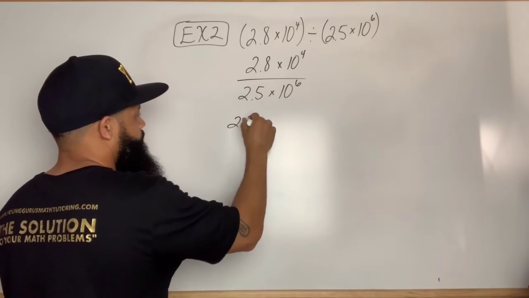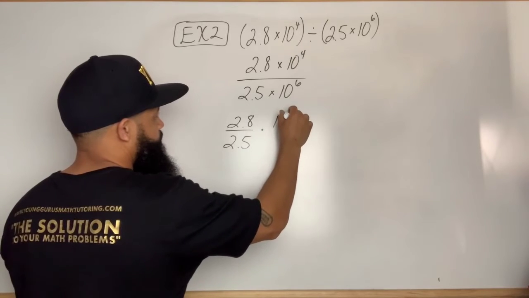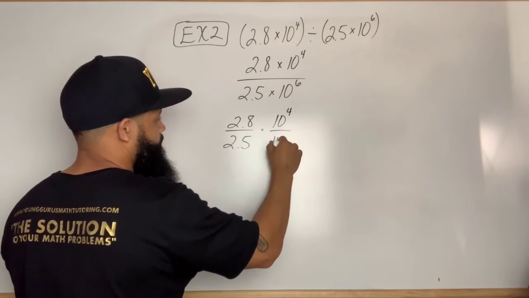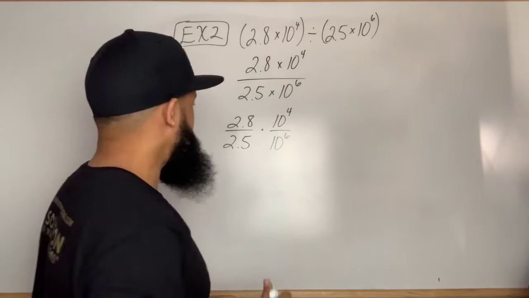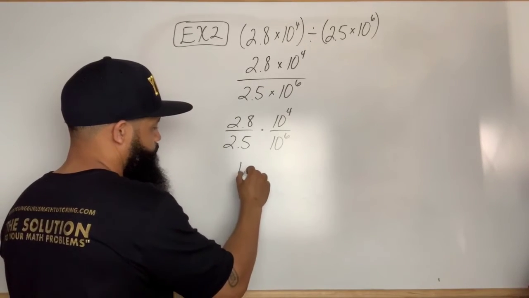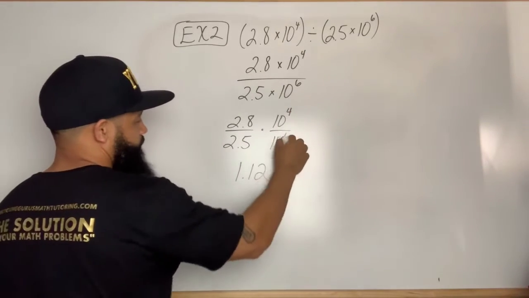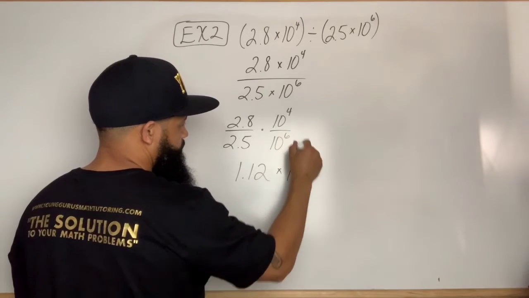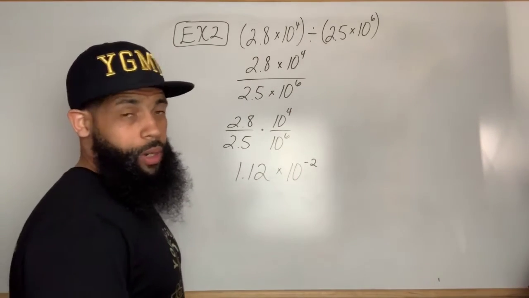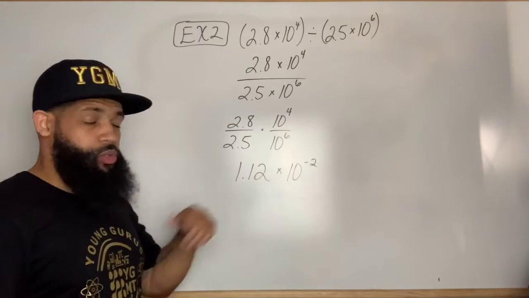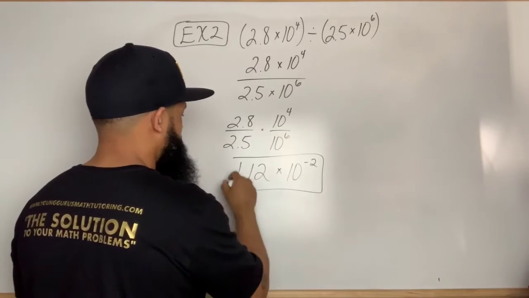So 2.8 divided by 2.5, and I'm going to take that and multiply it by 10 to the 4th divided by 10 to the 6. Well, 2.8 divided by 2.5 is simply 1.12, I believe. If I subtract the exponents here, I'm going to get 10 to the 4 minus 6 is negative 2. So 1.12 times 10 to the negative 2 power. And we're done right there.